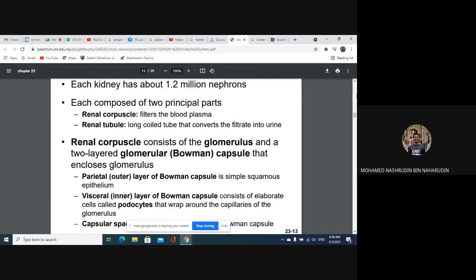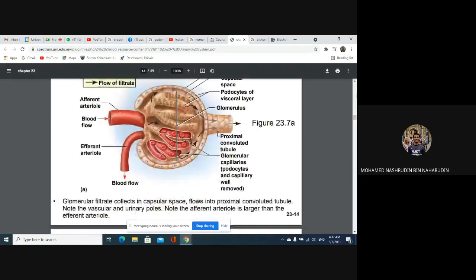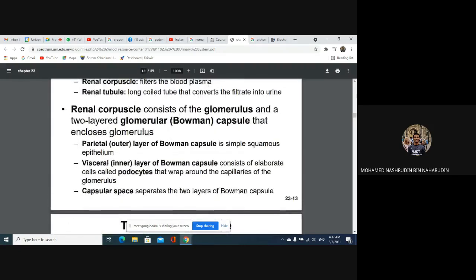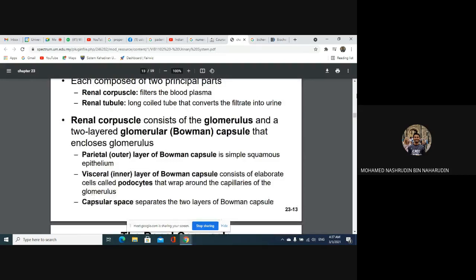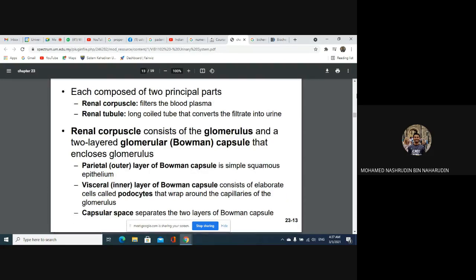So the renal corpuscle consists of the glomerulus and two layers of glomerular capsule, or Bowman capsule, that encloses the glomerulus. There's a picture here, so we're going to look into it later. Let's zoom into this slide first. These are the two component parts of a nephron: the renal corpuscle and the renal tubule.